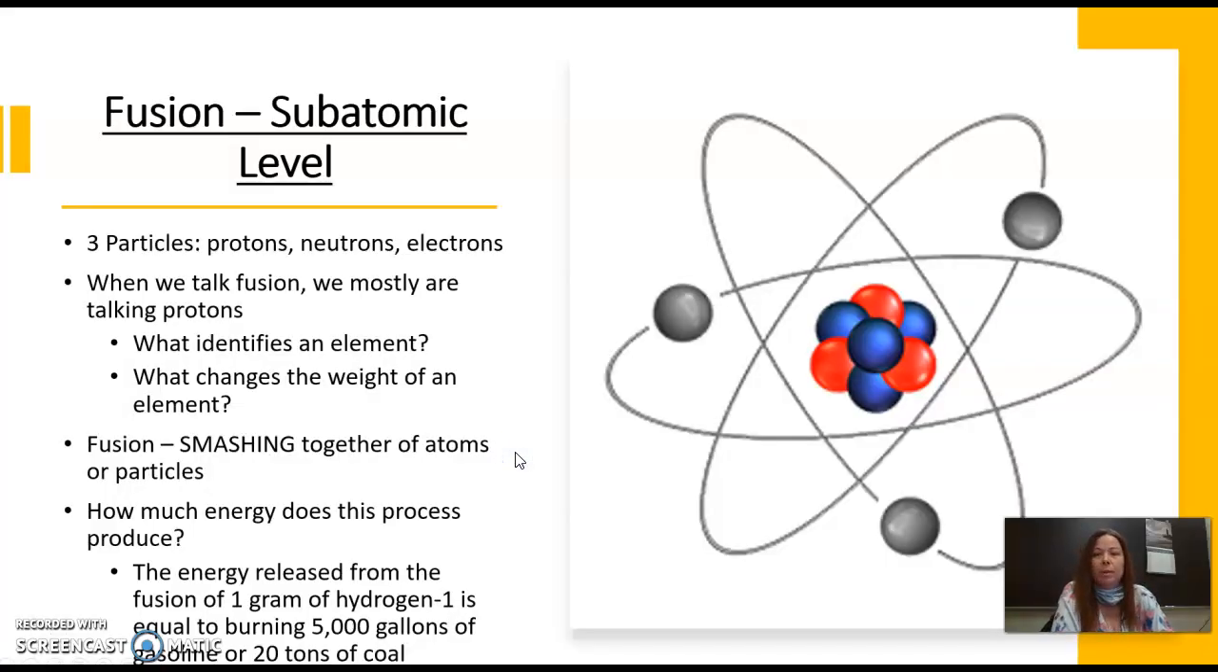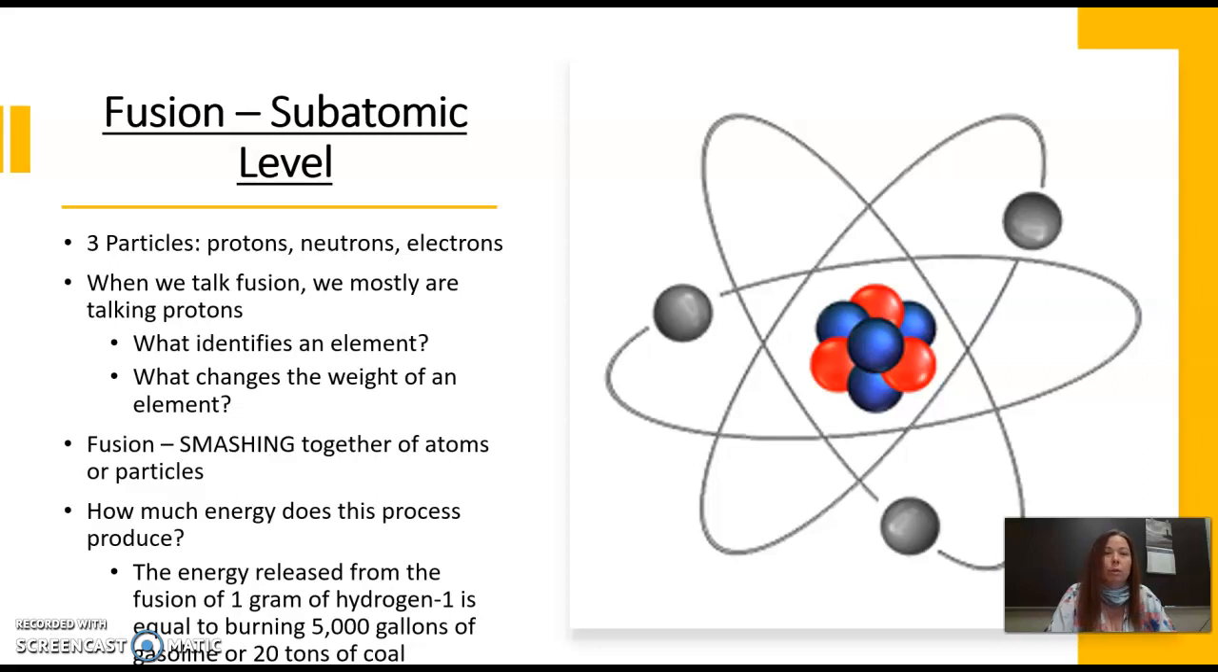So fusion happens on a subatomic level. There are three particles that you should already be aware of: protons, neutrons, and electrons. When we talk about fusion, we are mostly talking about protons. What identifies an element is the protons itself.